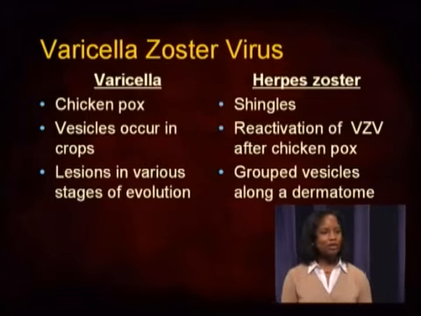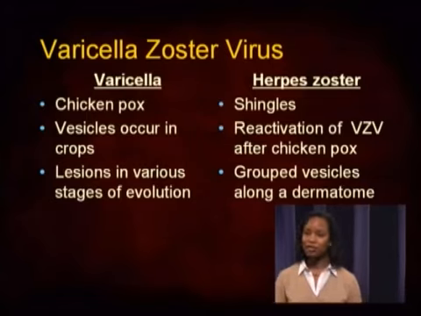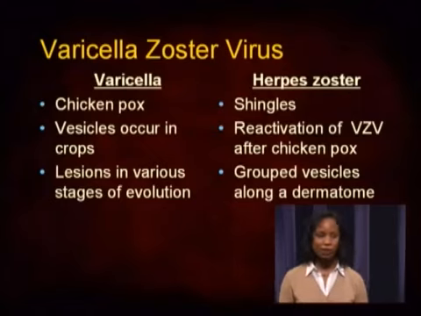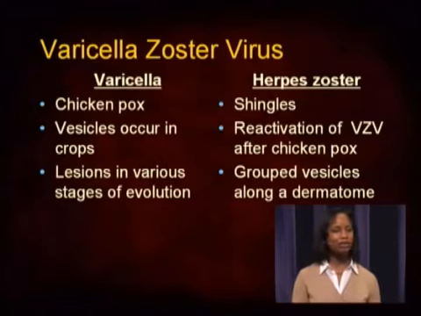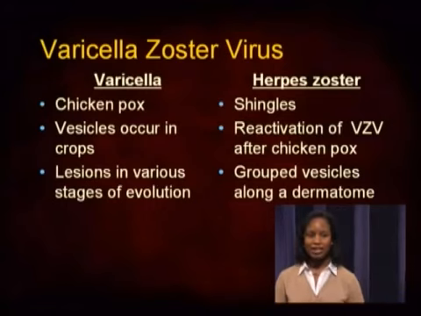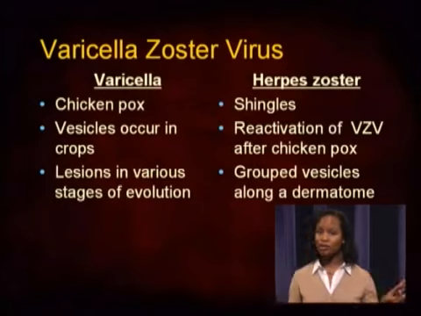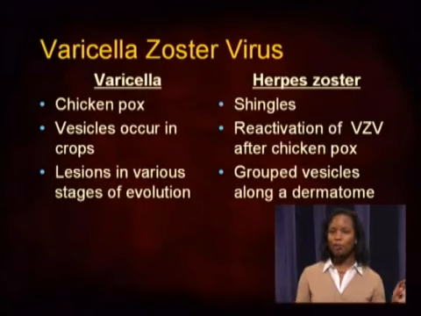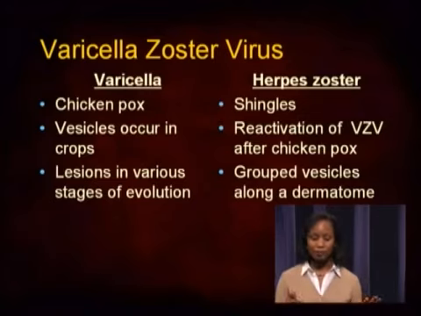Varicella-zoster virus can cause two different disorders. It can cause varicella or chicken pox, where vesicles occur in crops and resolve in crops. So what you see are vesicles at various stages of maturity. And that's in contrast to, say, smallpox, because I know you remember that smallpox lesions are all in the same stage of development at the same time.